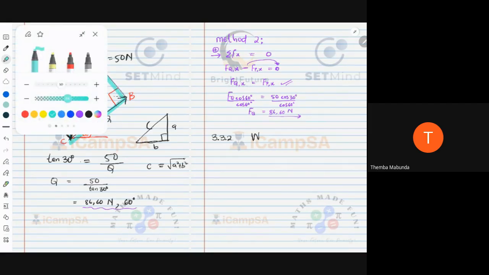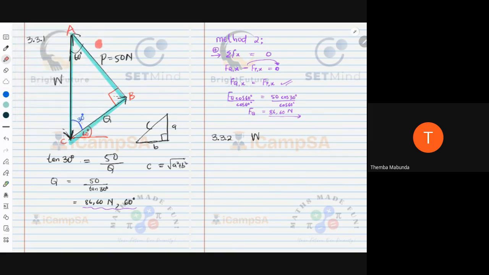And mind you, this would be my A. This would be my B. This would be my C. So it means I can say W squared should be P squared plus Q squared. Do you guys agree? Because it's A squared plus B squared.